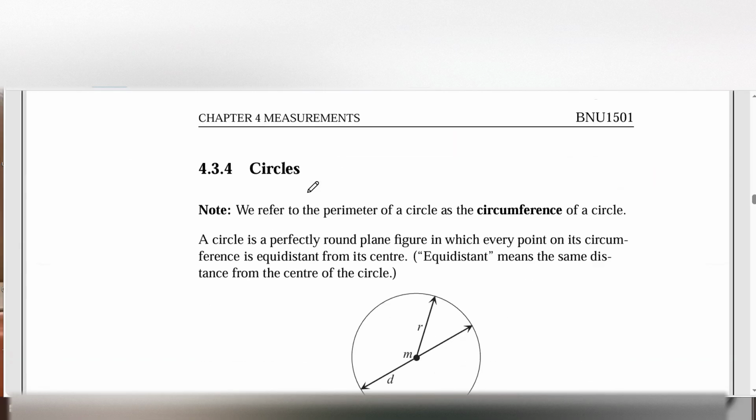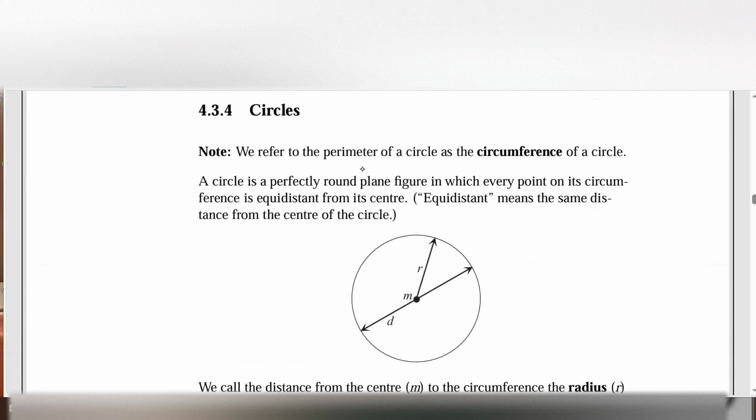Okay, then circles. One thing we know about a circle is that the perimeter is called circumference. We highlighted that. And the circle is a perfectly round plane, in which every point on the circumference is equidistant from the center. So the center is the middle point of the circle, and the distance from the center to the circle is known as the radius. And the distance through the center that is touching the ends of the circle is known as the diameter.